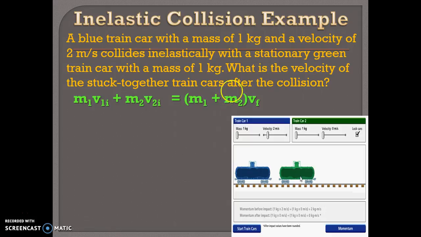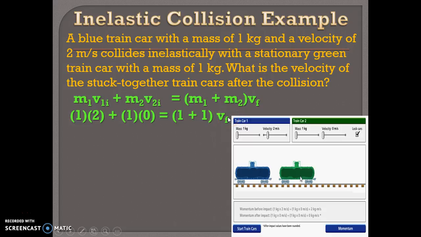Let's plug in the numbers. Blue car we'll call object 1, so here is its mass and velocity, 1 kilogram, moving at 2 meters per second initially. The green car, in the beginning, has a mass of 1 and it is stationary, so we can plug in that velocity 0. Now they're going to collide. So the end scenario, we need to add together both masses, 1 and 1, and we can solve for the final velocity of those two moving together.